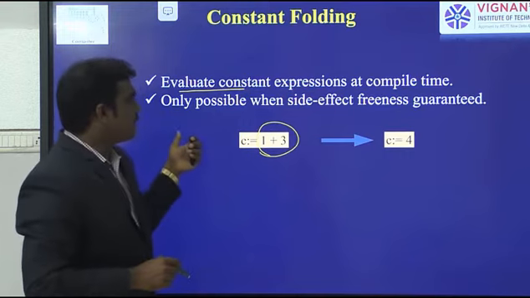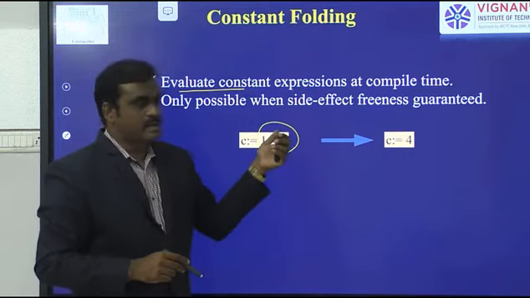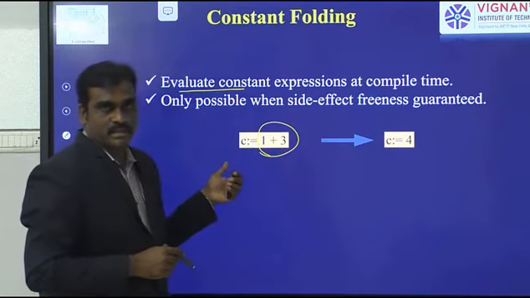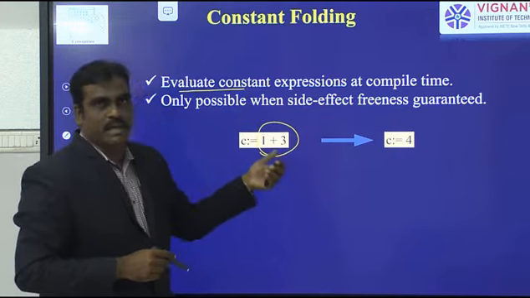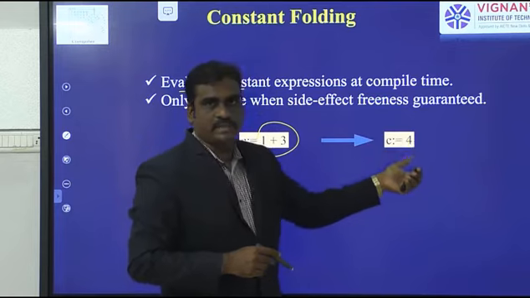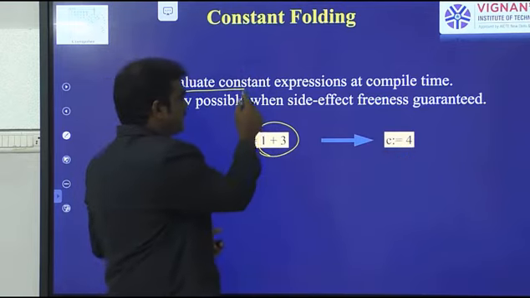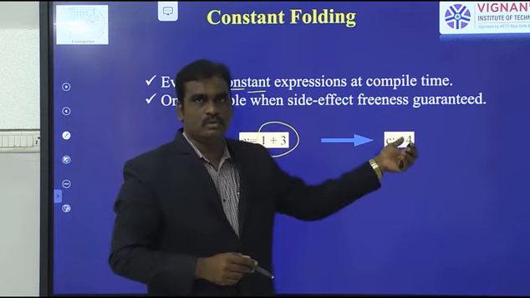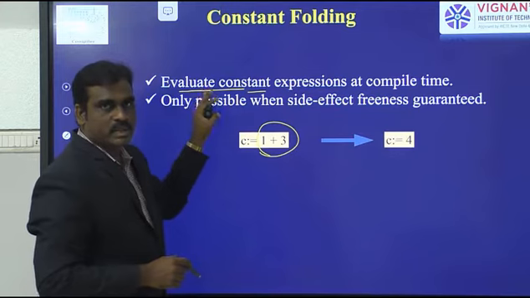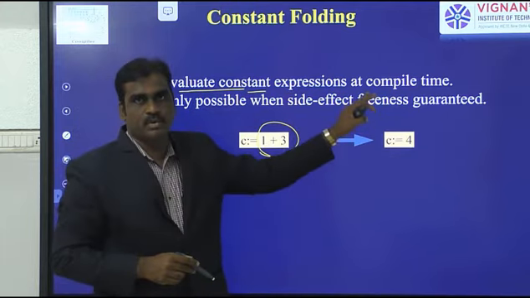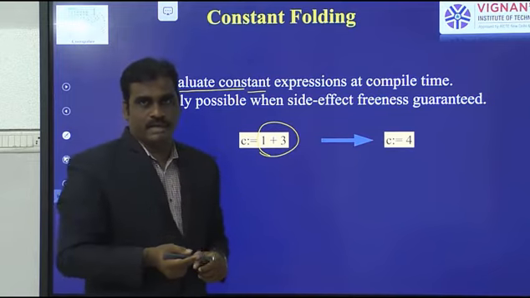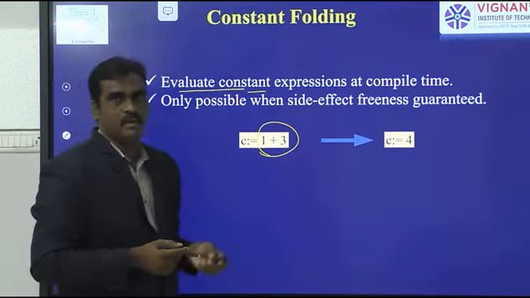This is only possible when side-effect freeness is guaranteed. If the code is like this, C equal to 1 plus 3, then during compilation time it will be evaluated as C equal to 4. So it evaluates the constant expressions at compile time rather than at runtime. That helps to increase the speed. This is about constant folding.